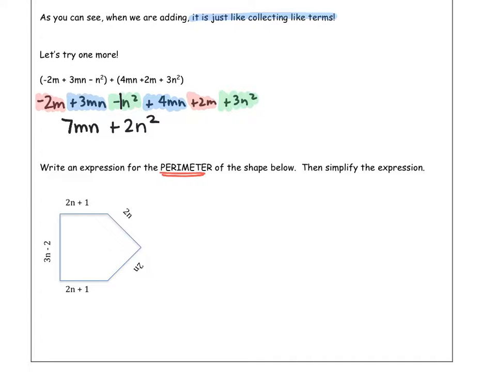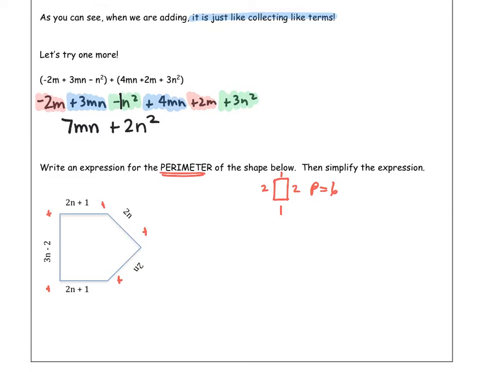Okay, if I want to write the expression for the perimeters, remember the perimeter is the distance all of the way around. So if I had, just as an example, if this was 2, 1, 2, 1, I would add it up. So I'd go 2 plus 1 plus 2 plus 1. My perimeter here would be 6. So I'm going to just add up all of the sides.